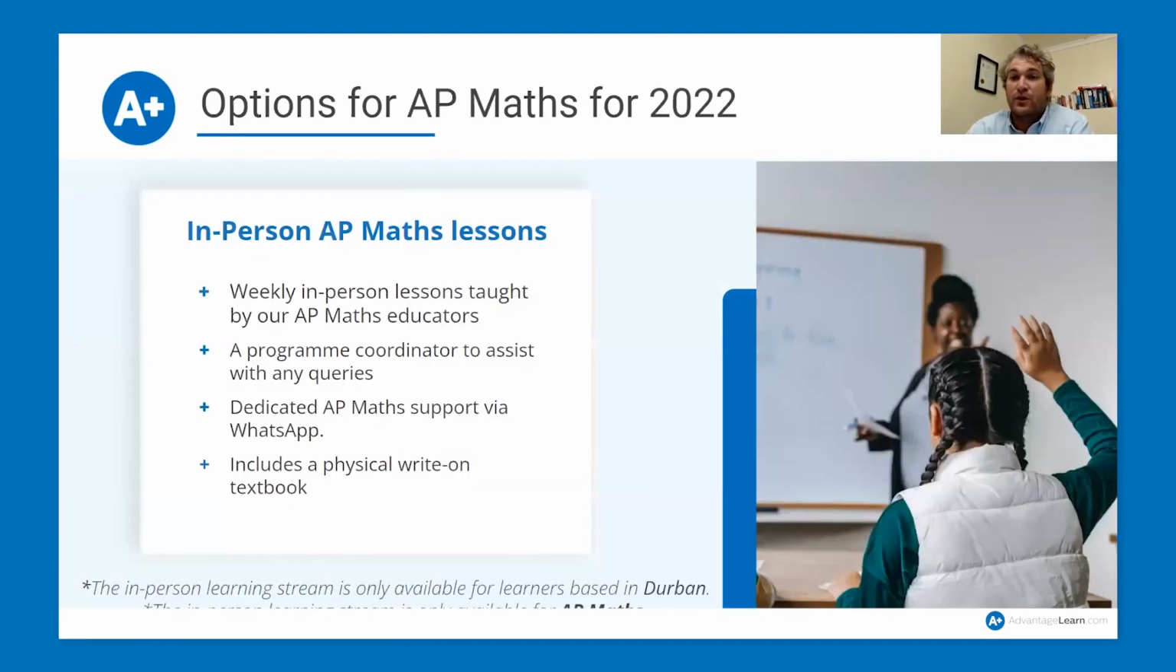And then the last learning stream is the in-person learning stream. This is only available for advanced program mathematics and for learners based in Durban. Okay, so it's very similar to the live online learning stream, but learners will go to a physical classroom weekly. Our center is at Westville Boys High School, and these are weekly in-person lessons taught by our educators, but the program is very much the same as the live online program, with access to a coordinator and a WhatsApp group and a physical write-on textbook that we work through in the program.